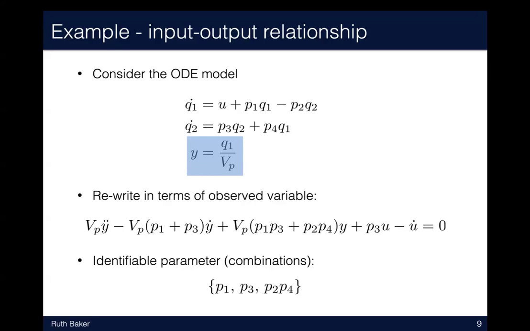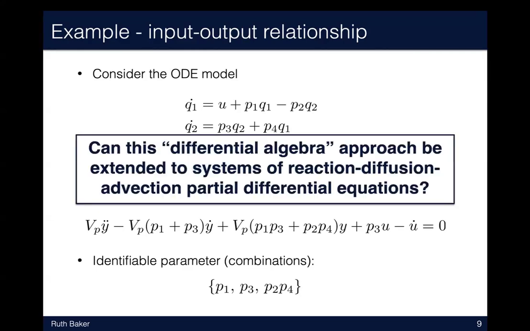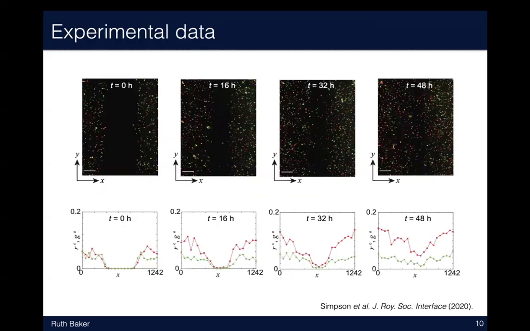And one of the things you might want to do from here is then to reparameterize this model. So just consider the product of P2 and P4 as something to estimate. So how do you take this approach and how do you use it for PDEs? Well, in essence, it's not really any different, but the algebra is just harder.